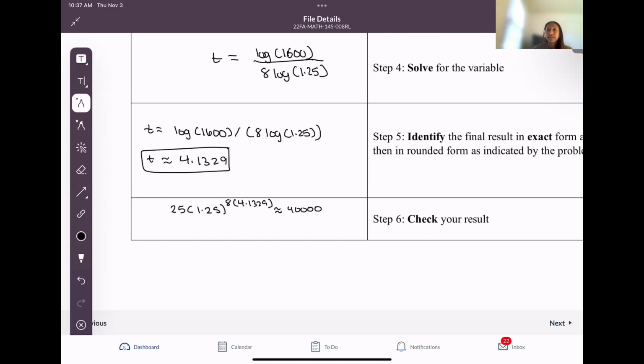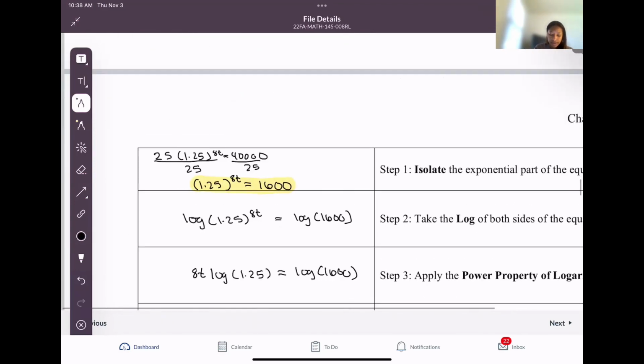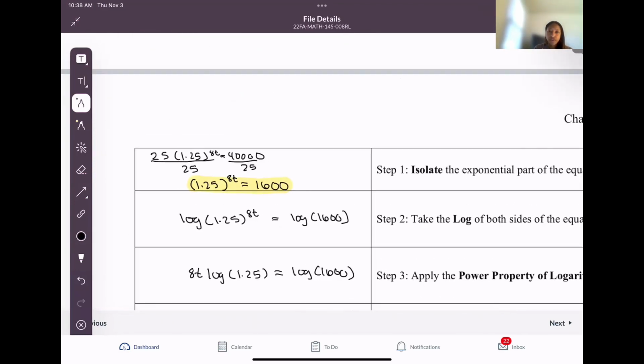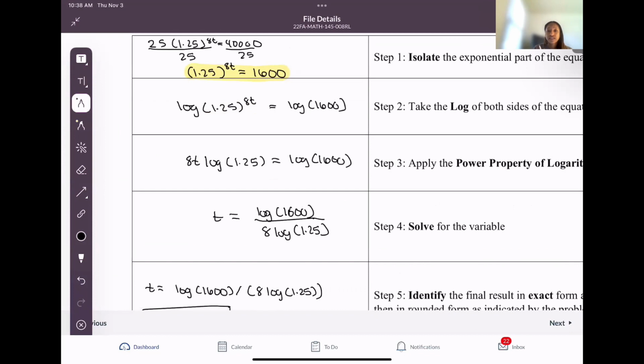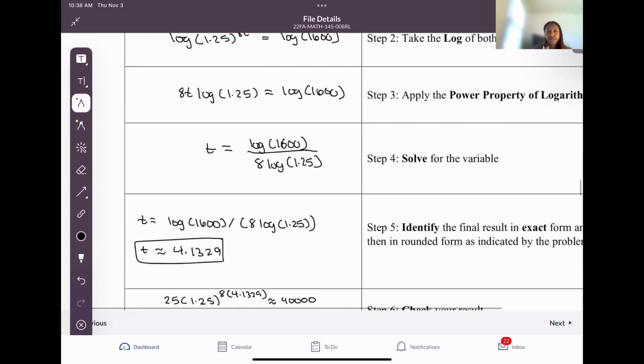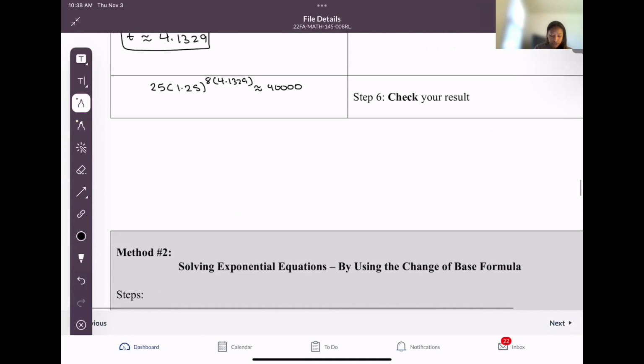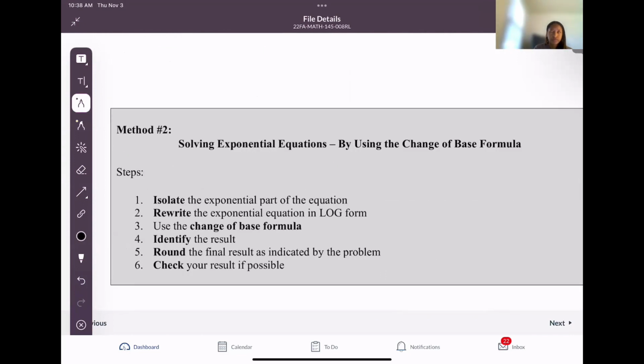All right. Now this one was a little bit different because we had an extra step in the beginning. We had to divide both sides by 25 first to isolate the exponential term. Then once that's done, take the log of both sides, divide, and then type the result into your calculator to get the decimal approximation. All right. Same techniques are going to be used for the next few examples.